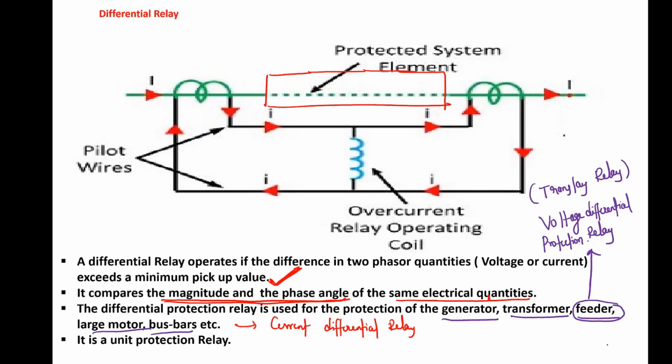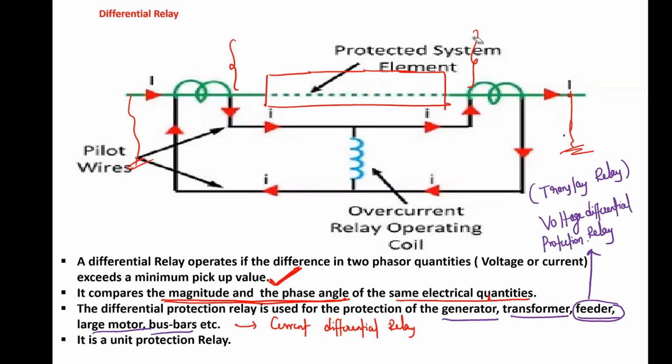So if the fault occurs within this zone, then only they will sense the fault. If the fault occurs outside those CTs, either on this side or on this side, they will not sense the fault. That is, strictly, their zone of protection is the element that is present between the two CTs. Okay. So the differential relay is a unit protection relay.